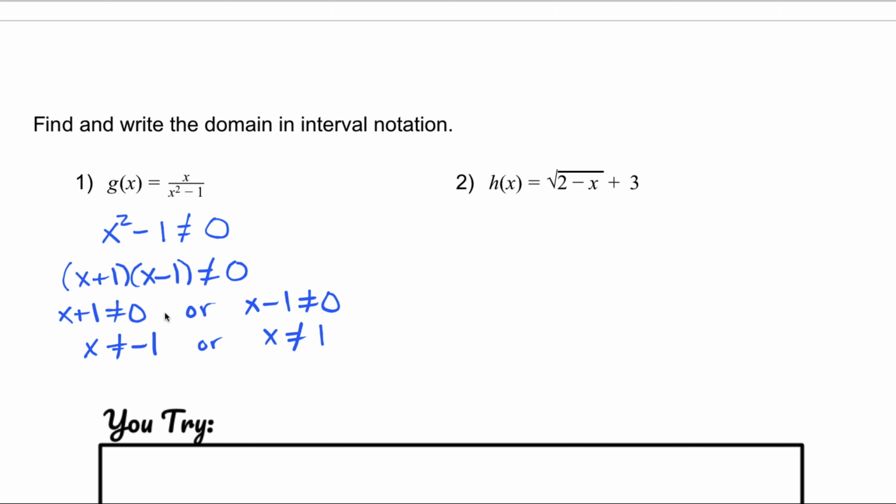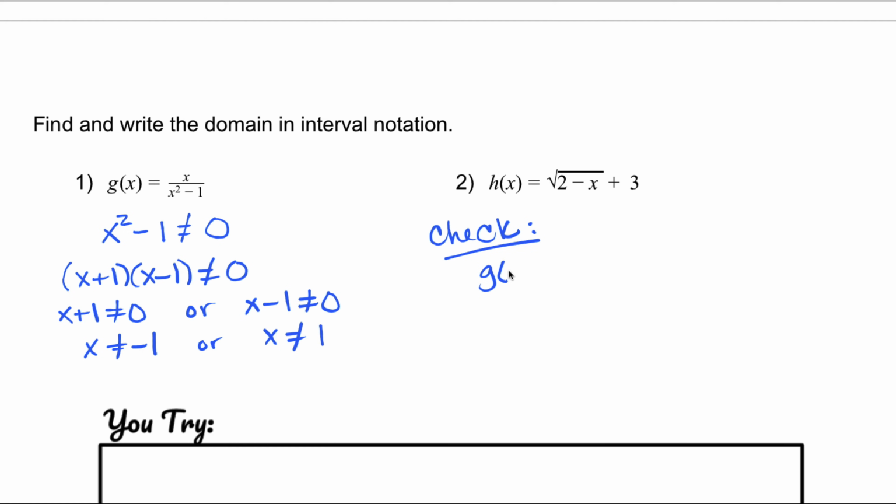There are two values that make g of x have a denominator of 0. And you can check this. So I'll put some check out to the side here. I'll erase this in a moment so we have some more space.